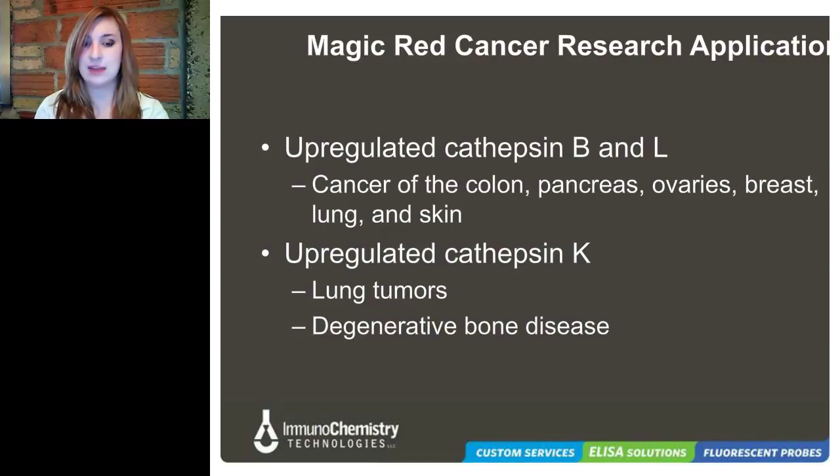Specifically, upregulated cathepsin B and L activity have been linked to several types of cancer, including cancer of the colon, pancreas, ovaries, breast, lungs, and skin. Upregulation of cathepsin K has been shown in lung tumors. This increased cathepsin K activity has also been linked to some degenerative bone diseases, including postmenopausal osteoporosis. In general, assessment of elevated levels of extracellular cathepsins has proven to be a very important prognostic indicator of cancer chemotherapy outcomes.